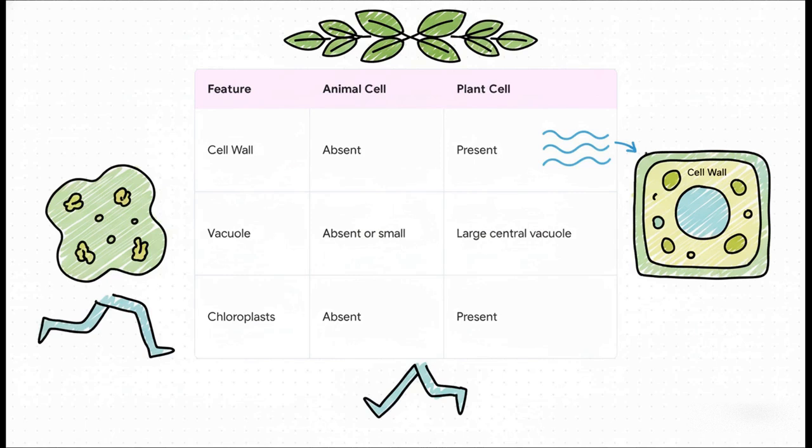So why are they so different? Well, this table breaks it down perfectly. Plant cells have that strong cell wall for support. Plants don't have skeletons, right? So they need something to hold them up. They have that huge vacuole to store water, which helps them stay firm.